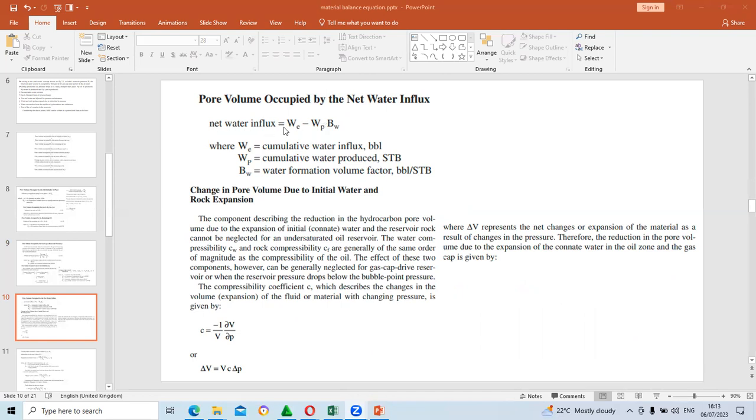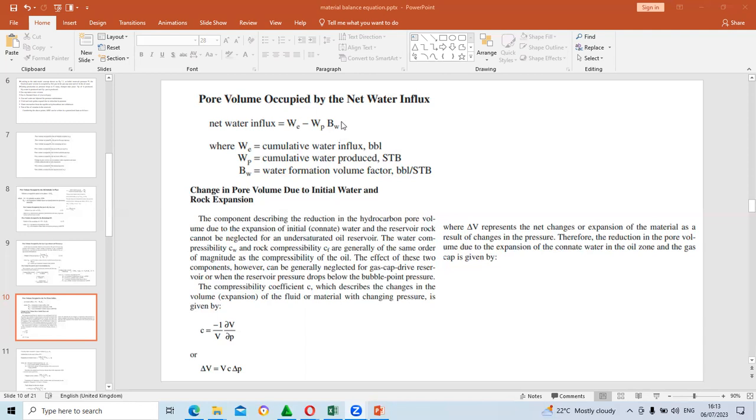So we want to look at the pore volume occupied by the net water. Remember, the net water is just the water influx minus the water produced. Please, when you want to calculate the water produced or oil produced or whatsoever, we are adding formation volume factor to it because as pressure is dropping, the water or the oil or the gas is shrinking. That's why you have to add this to it.